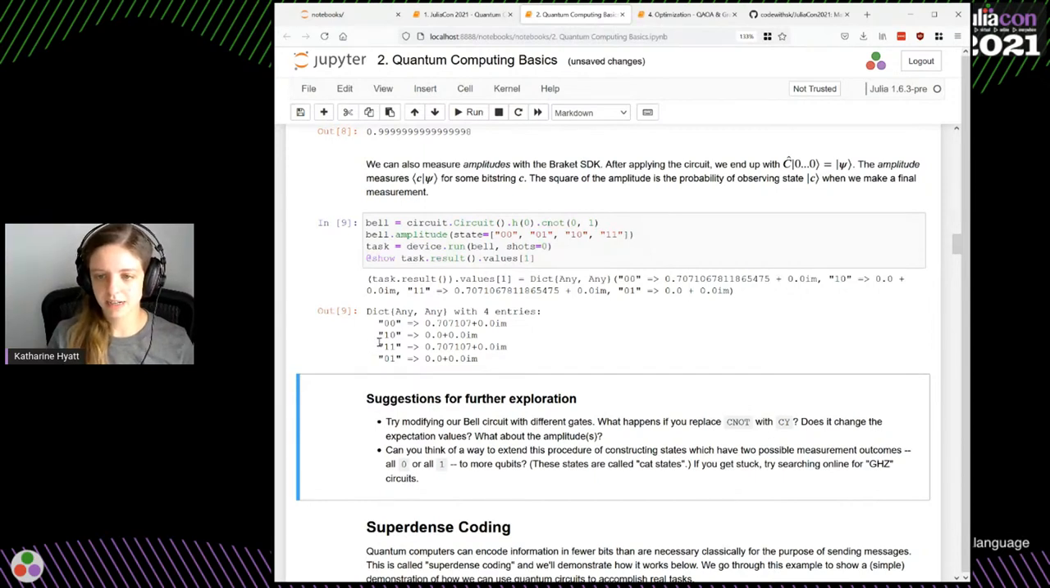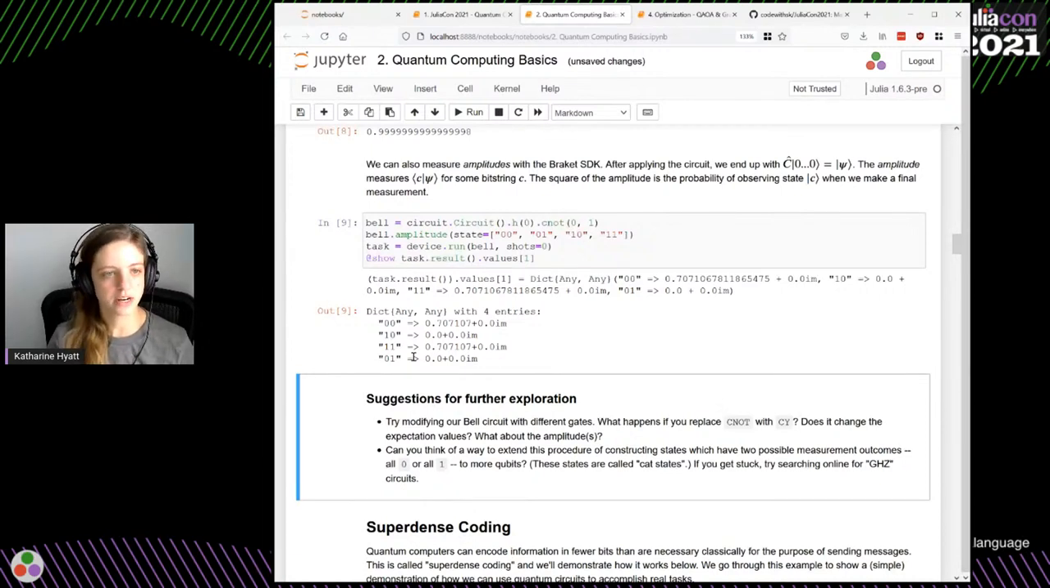So again, we see that 0,0 has amplitude 1 over square root 2. 1,1 has amplitude 1 over square root 2. So if we square those, we'll get probability 1 half of observing each of these two output states. And then the other two have amplitude 0. So there's 0 probability of observing each of these states.